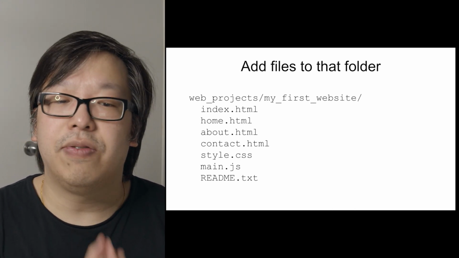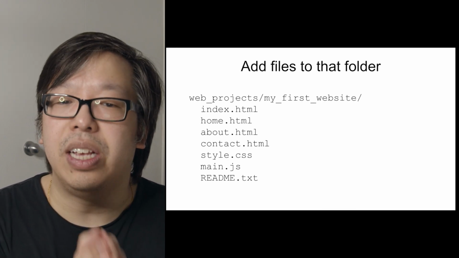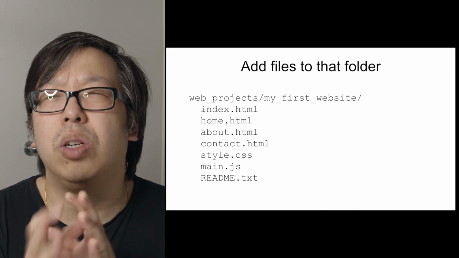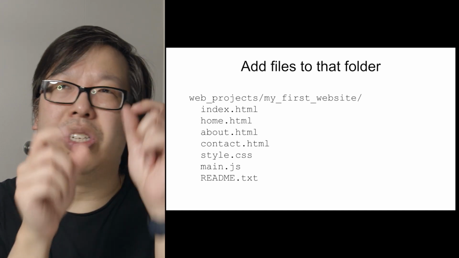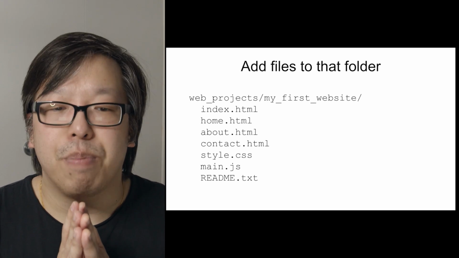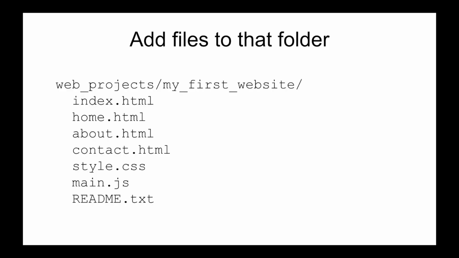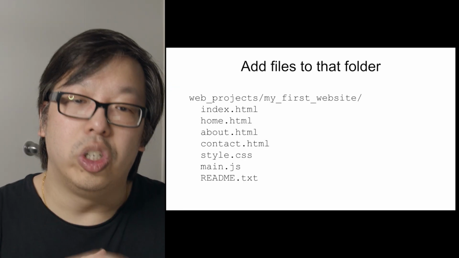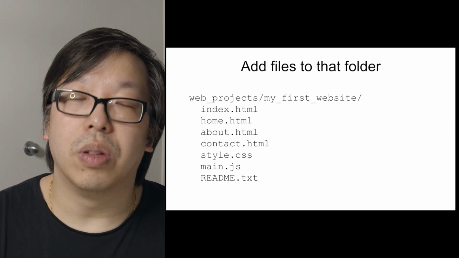I want you to create these files, and I want you to make sure that they have these extensions. Sometimes in Notepad it'll automatically put .txt at the end; we want to get rid of the .txt and just have these extensions. I want you to put these files in there, and they can all be empty files right now. They don't have to have anything in them. So: index.html, home.html, about.html, contact.html, style.css, main.js, and readme.txt. Just create those files and put them in your folder.